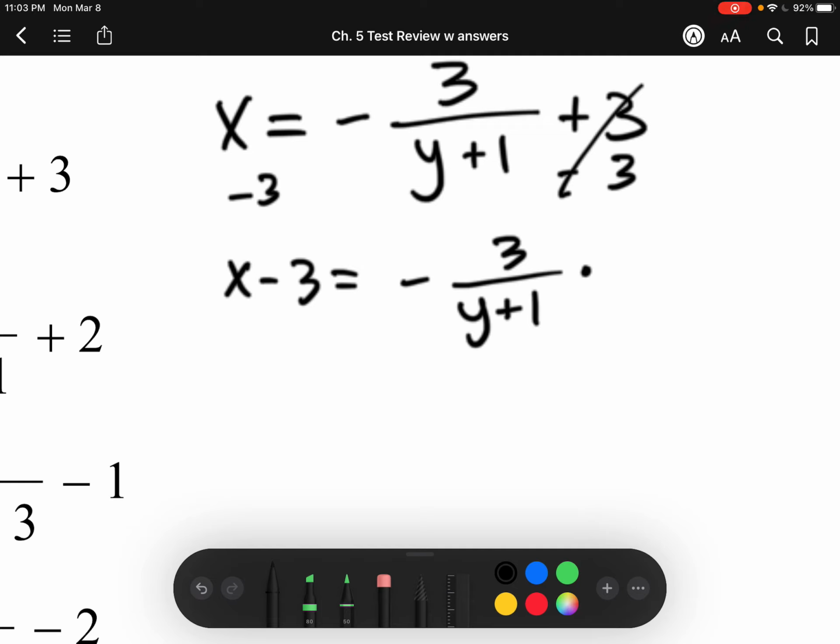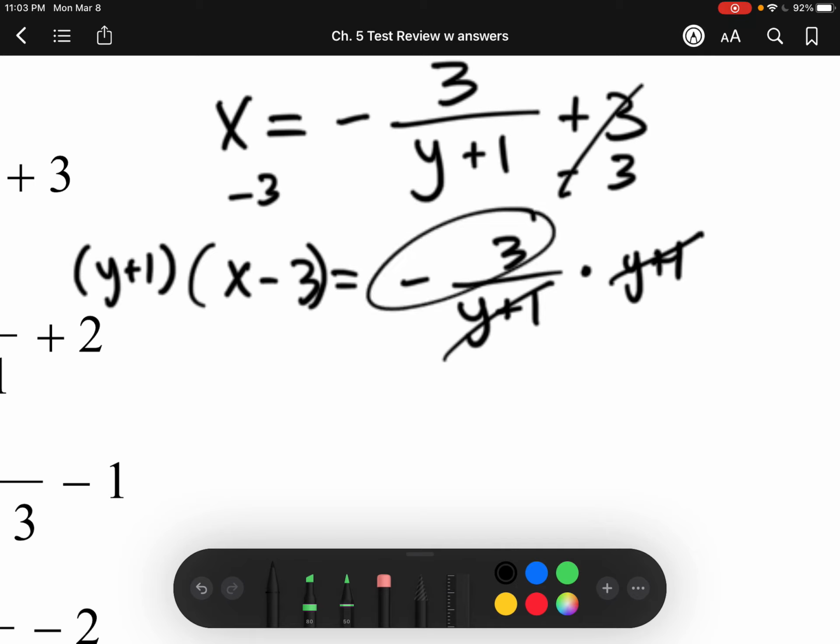I did that to prove to you guys that to get rid of the denominator, you multiply by the denominator. So that means that we're going to multiply this by y plus 1 so we can get rid of this denominator, right? And whatever I do to one side of the equation, I have to do to the other side as well. So I'm multiplying both sides of the equation by y plus 1. So what happens on this side, this gets rid of the denominator, and we're left with just -3, right?